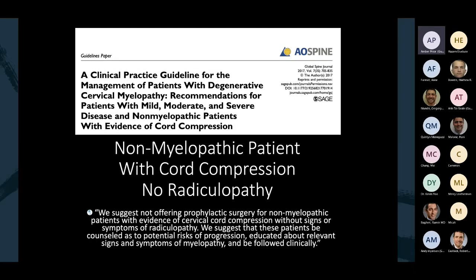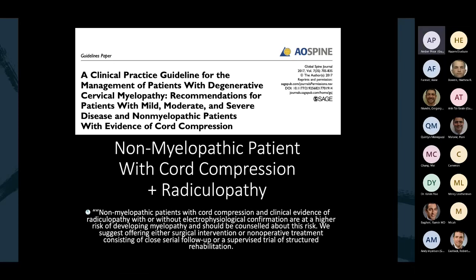So then the question was, well, what if the patient has spinal cord compression but is not myelopathic? With regards to non-myelopathic patients with cord compression and no radiculopathy symptoms, they do not recommend offering prophylactic surgery. They suggest in these patients that they be counseled on the risk of progression and the signs and symptoms to watch out for, and then just be followed clinically.